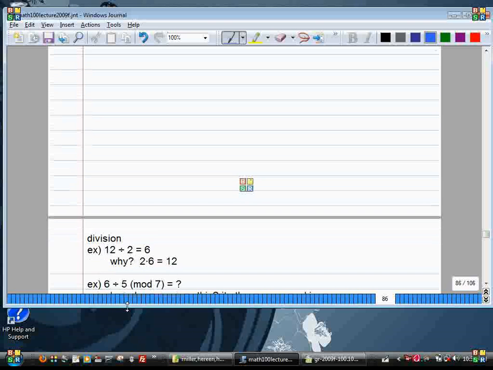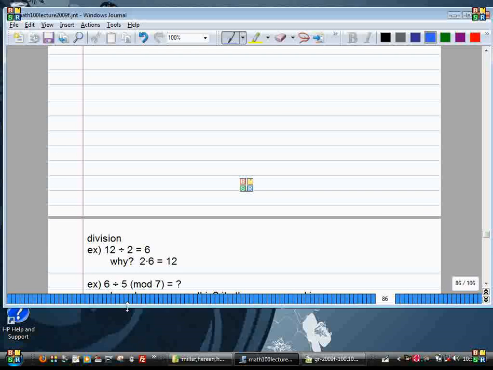Well, what if you said, what is 6 divided by 5 mod 7? Can we take 6 and say, let's break it into groups of 5? No. This doesn't work, because remember, in mod 7 we only have 0, 1, 2, 3, 4, 5, 6. So we're not dealing with fractions here, so this isn't going to make any sense. So for division in mod arithmetic, we're not going to be able to think of grouping.